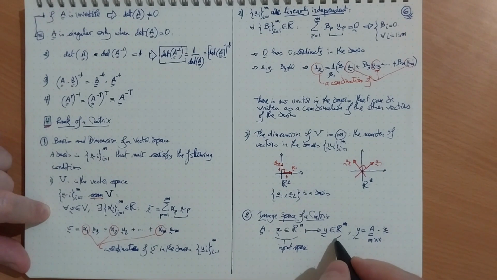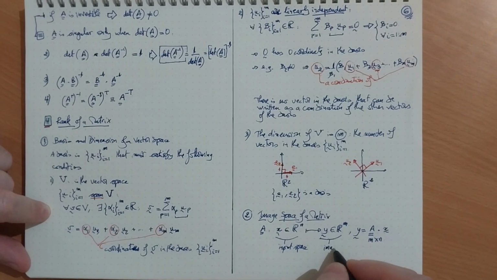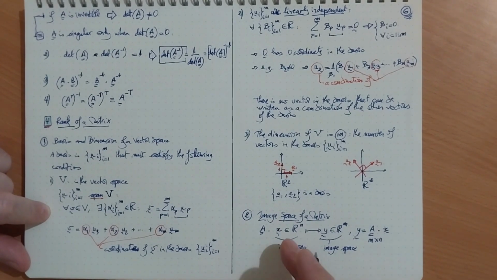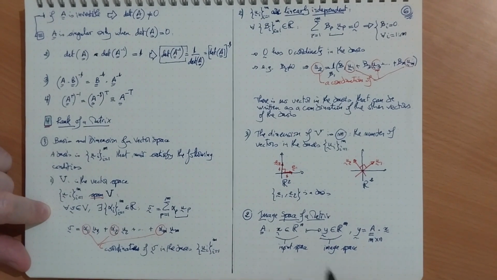And here, the elements that have an image in Rm belong to the space called the image space. The image space is a subspace of Rm. It can be the whole Rm or just a subspace of it, and the same goes for the input space. In linear mappings, we also call these the domain and codomain. So the input space and the image space.